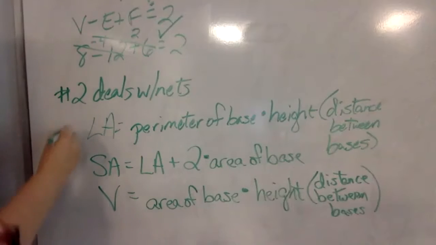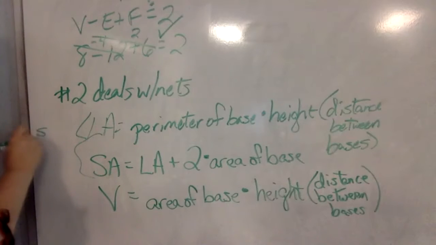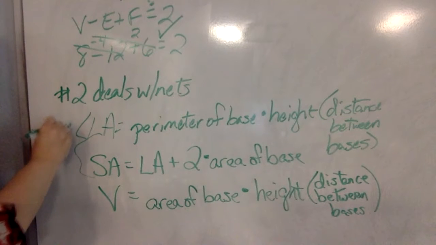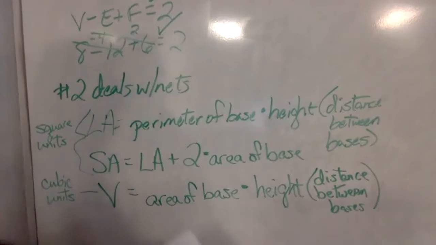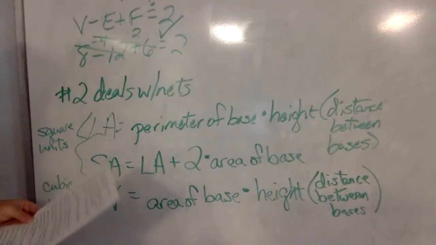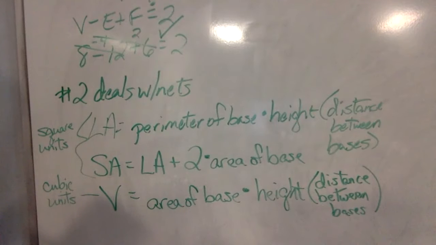Okay, so remember, area is in square units and volume is in cubic units. Area square, volume's cubic.